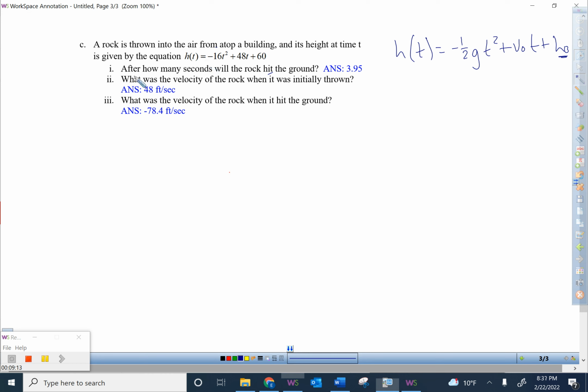But it says, after how many seconds, so that's solving for t, will the rock hit the ground? So when I say hit the ground, I mean the height is 0.